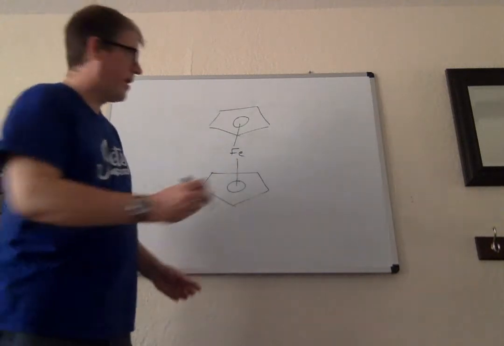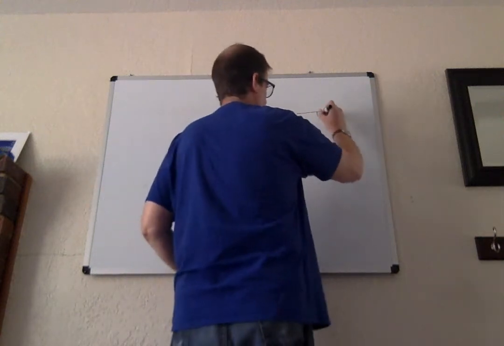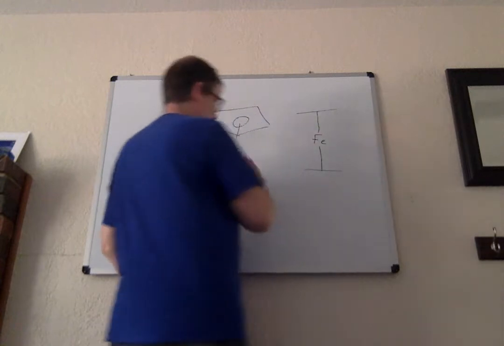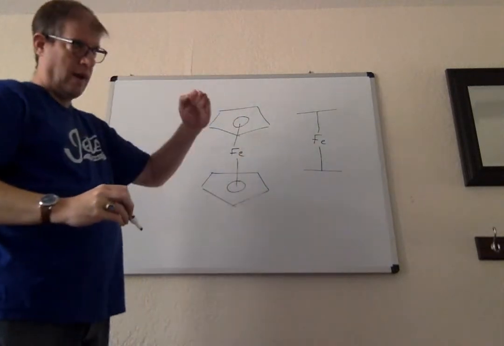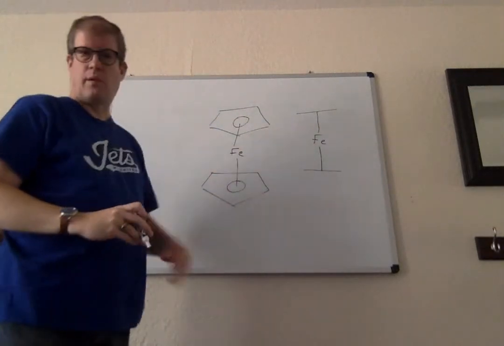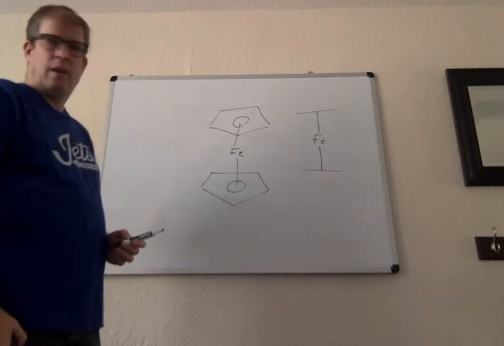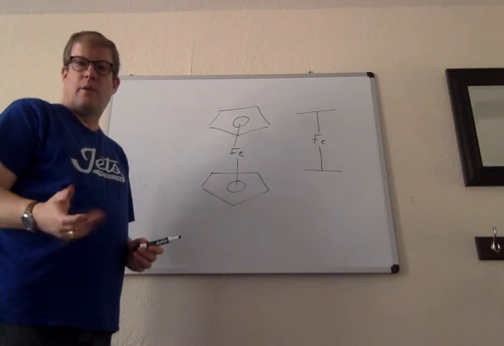So if you look at this side on, it basically looks like this. Those rings are completely flat, so if you looked at it on the edge, they would look like planes attached to the iron. Now, how does this happen? And what's going on here?